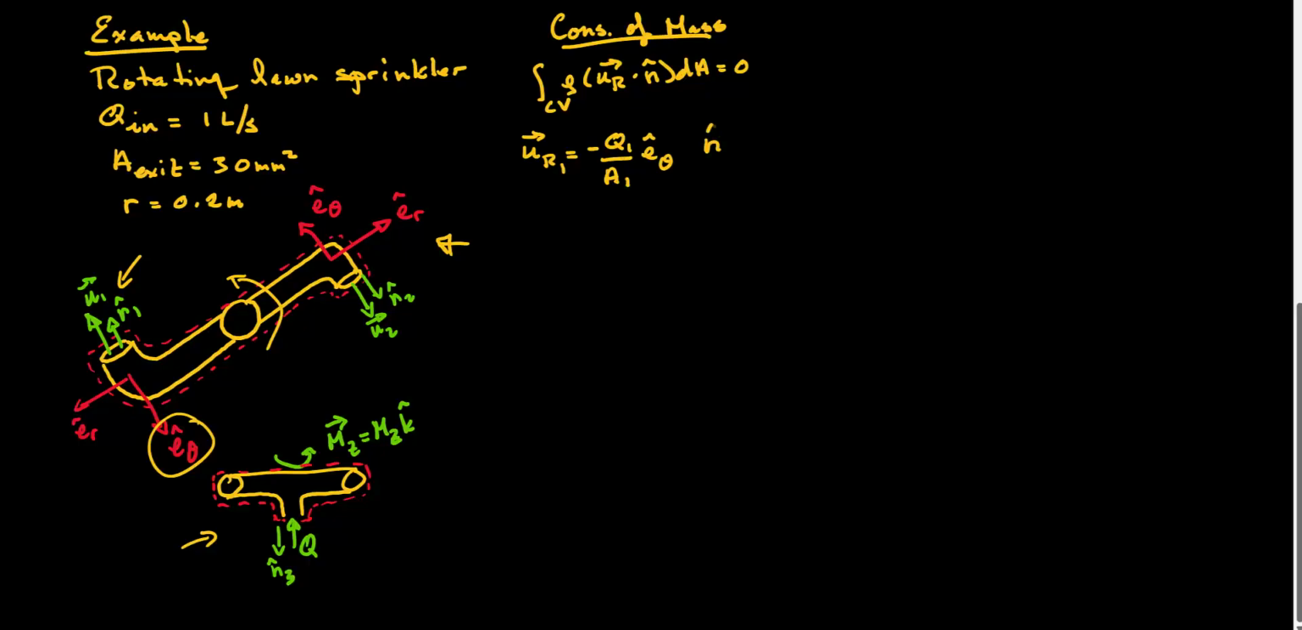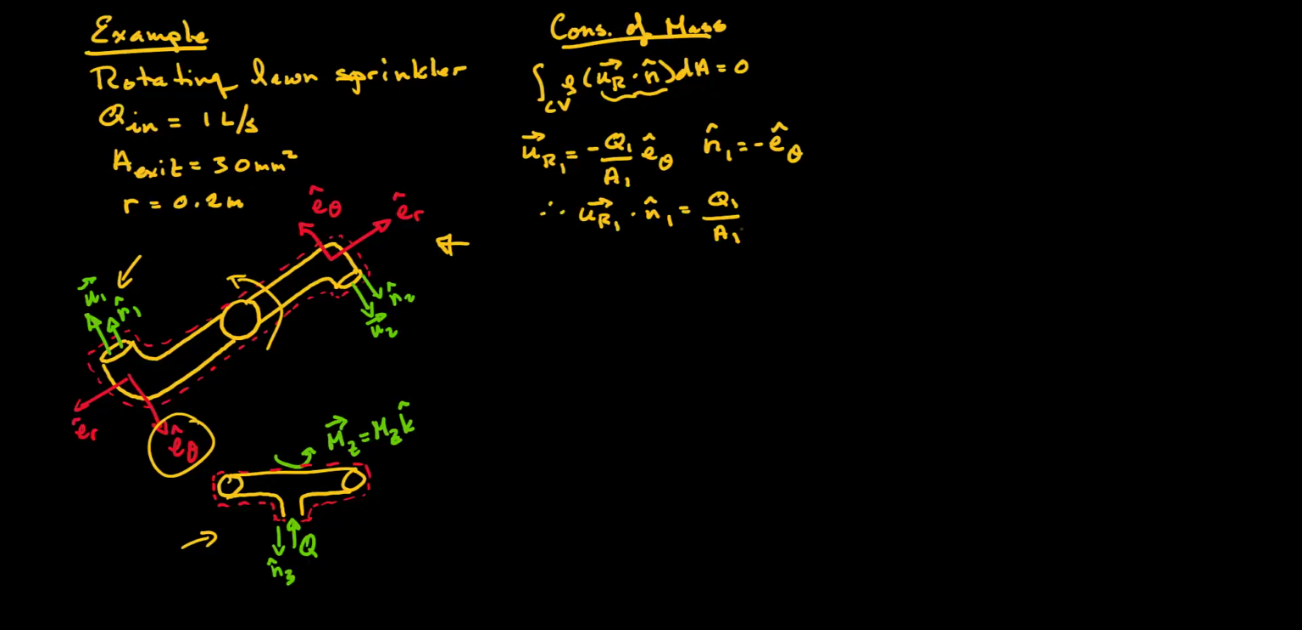We know that n1 is in the negative theta direction. So, taking the dot product over here, we find that UR1 dotted with n1 is equal to Q1 over A1. Not a particularly surprising result there.